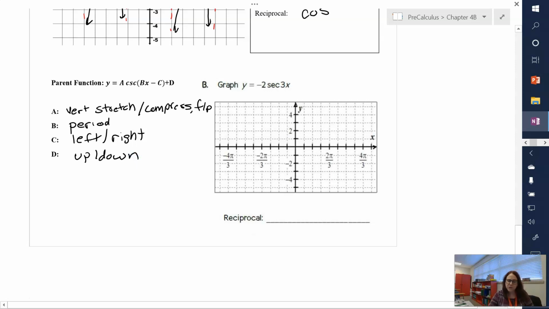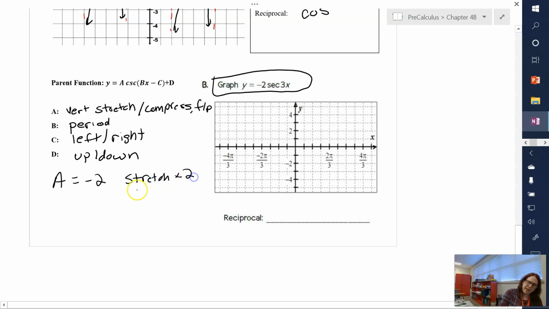So looking at this equation here, I have y equals -2 secant of 3x. So A is -2, and that's going to give me a stretch times 2 and a flip. And then B equals 3, so my period is going to be 2 pi over 3. So the first thing I want to do is put in my asymptotes.